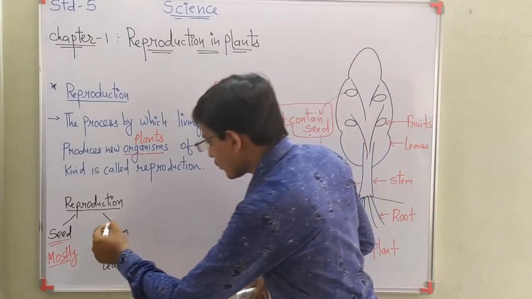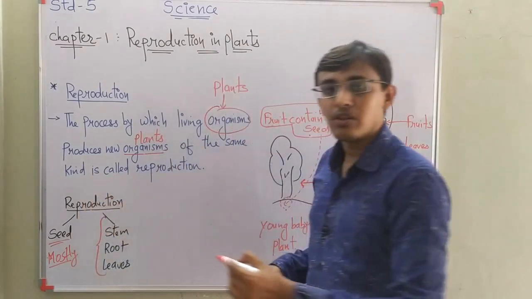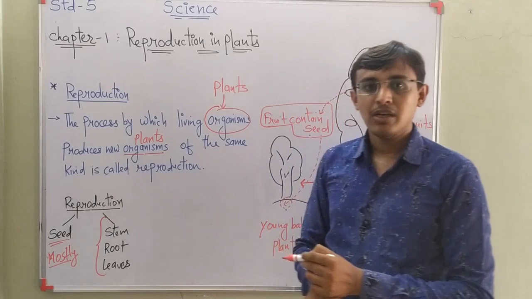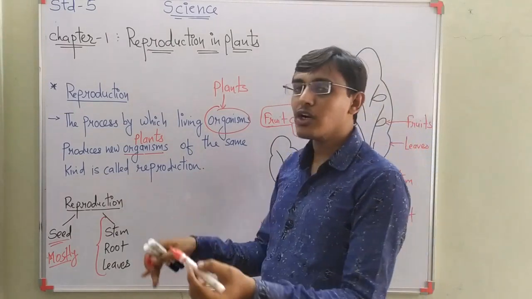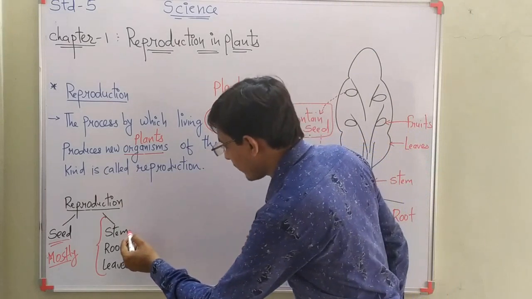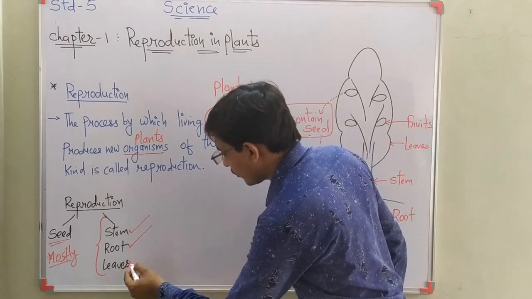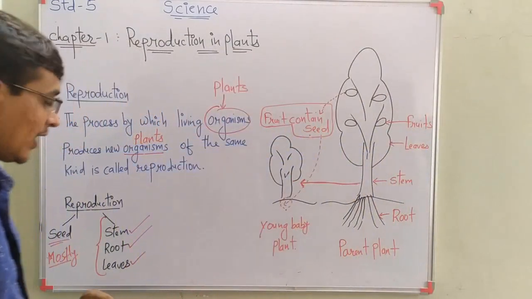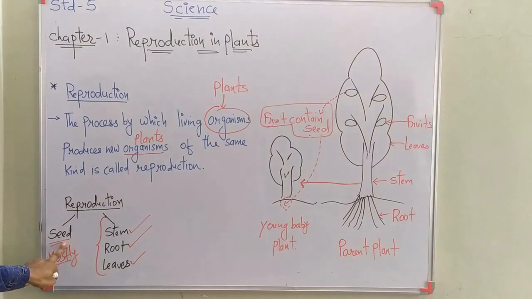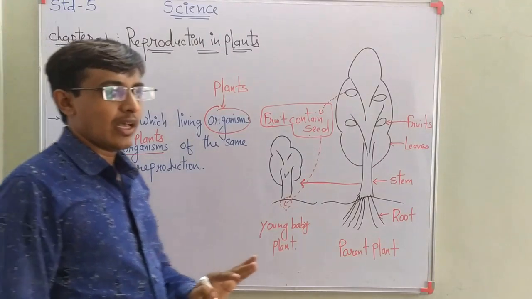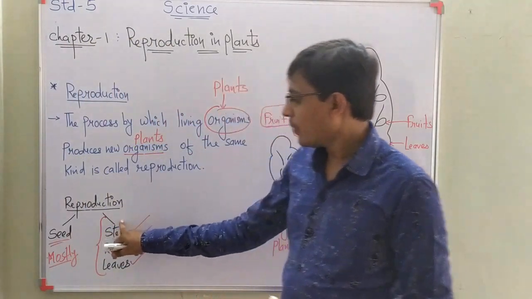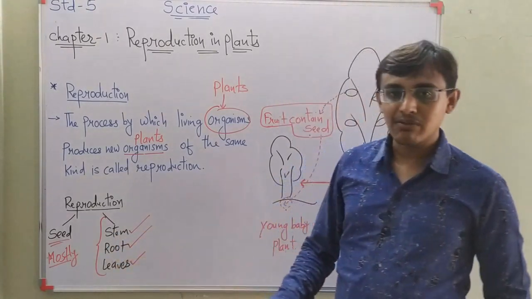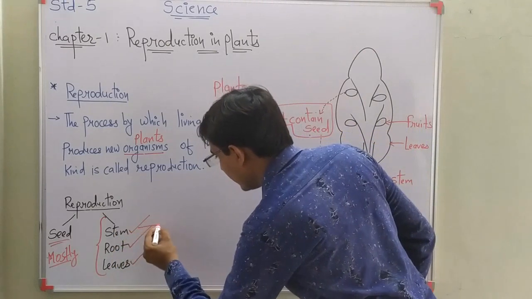Now again a question. There are many fruits that do not contain seeds. Then how do they undergo reproduction? They reproduce by stem, roots, and also by the leaves. So there are many methods of reproduction. The most basic is reproduction through the seed. Mostly all plants are reproduced through seeds, but there are a few plants which undergo reproduction through stem, roots, and the leaves. I am giving you an example.